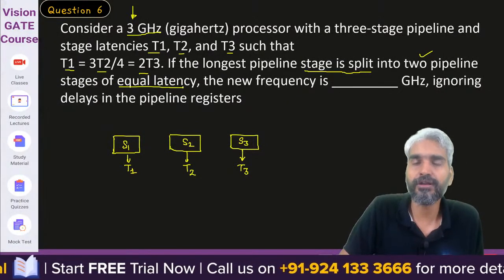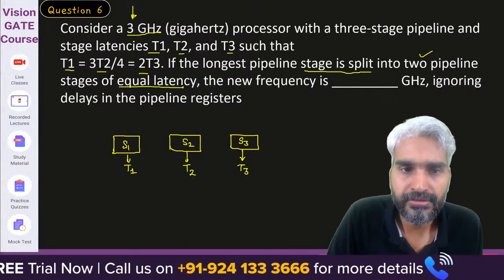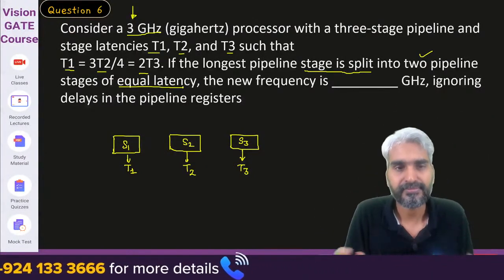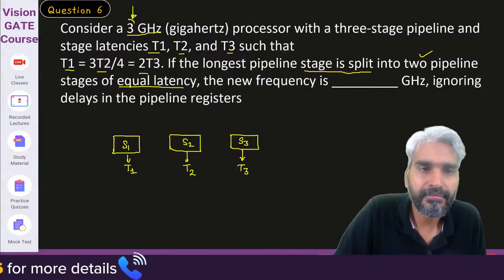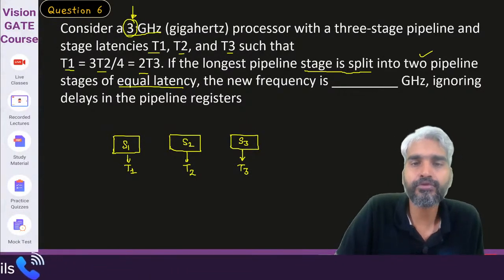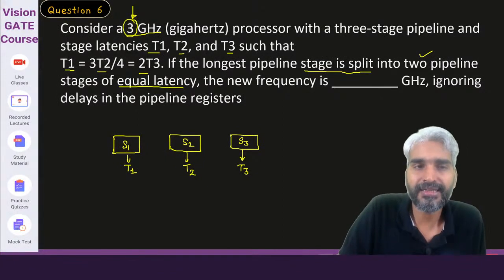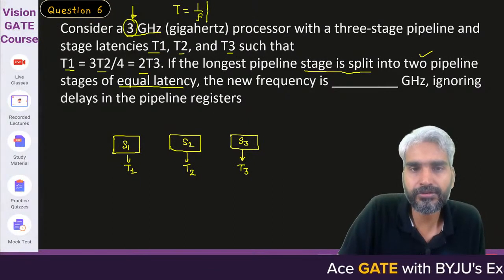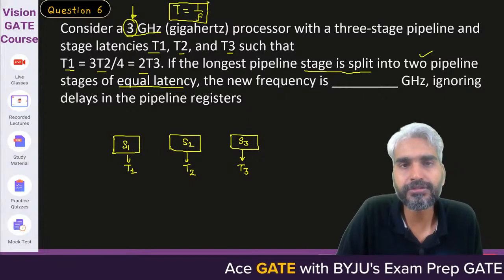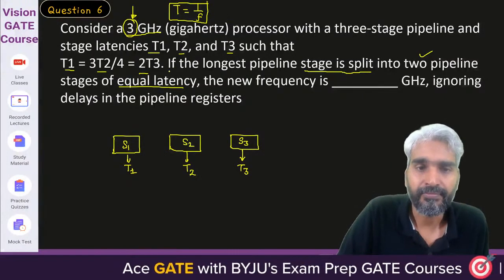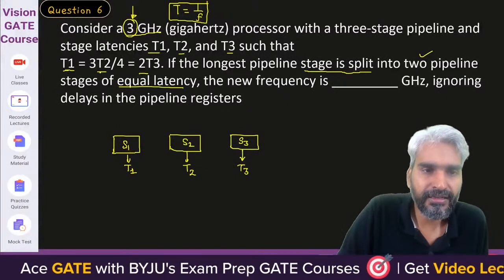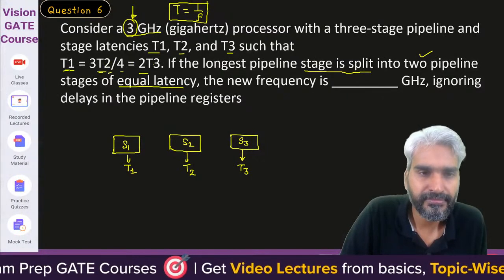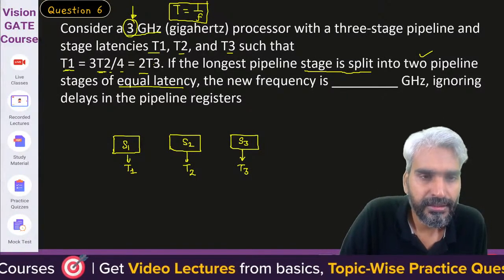First of all, let us try to calculate the values of T1, T2 and T3. We know that the frequency of the processor is 3 gigahertz. That is, clock cycle time T equals 1 by f. Now, it is given that the value of T1 is 3 T2 by 4 and the value of T3 will be T1.